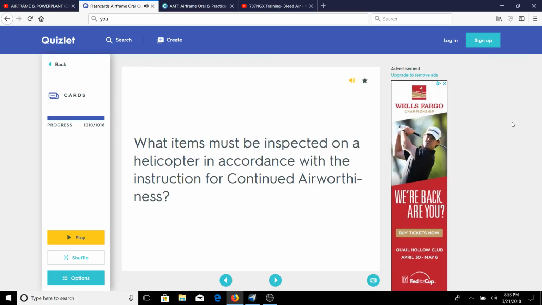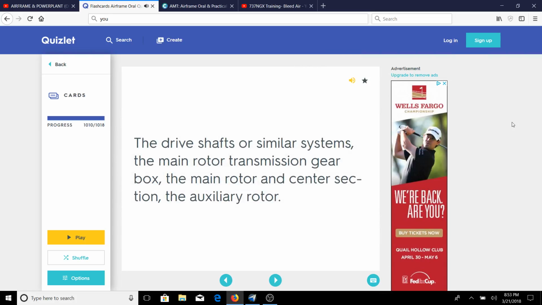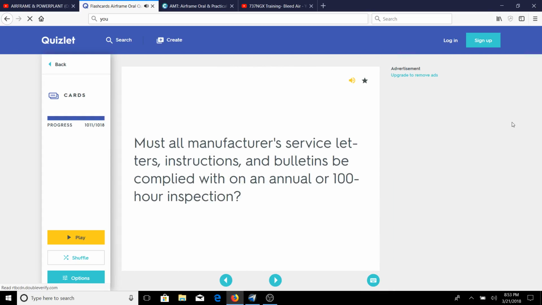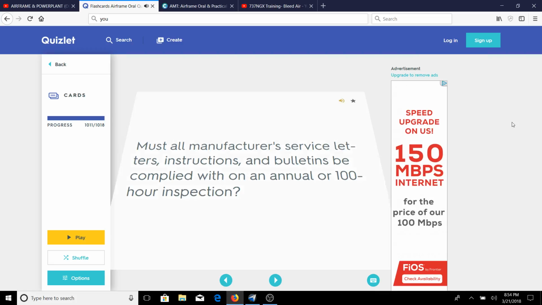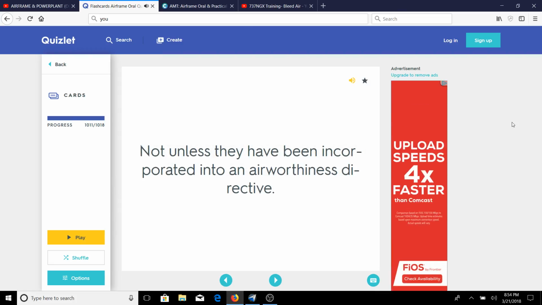What items must be inspected on a helicopter in accordance with the instruction for continued airworthiness? The drive shafts or similar systems, the main rotor transmission gearbox, the main rotor and center section, the auxiliary rotor. Must all manufacturer's service letters, instructions, and bulletins be complied with on an annual or 100-hour inspection? Not unless they have been incorporated into an airworthiness directive.